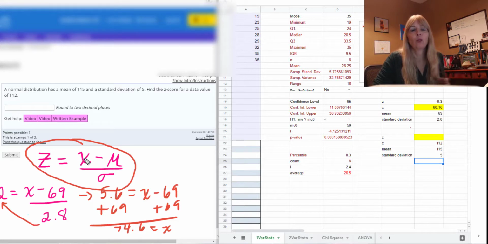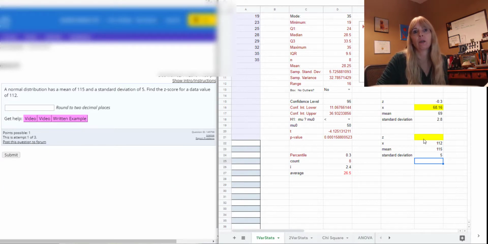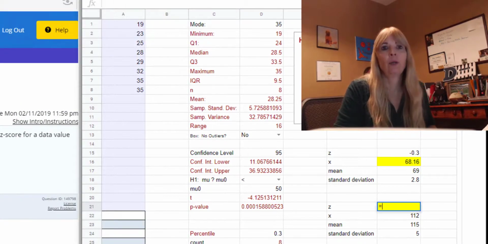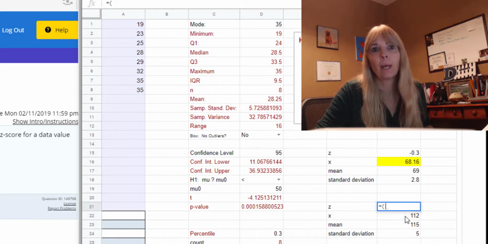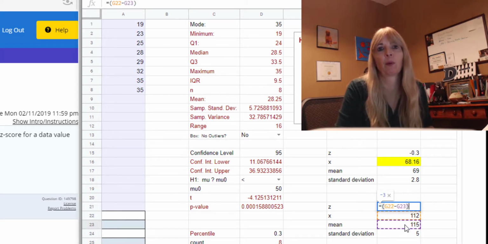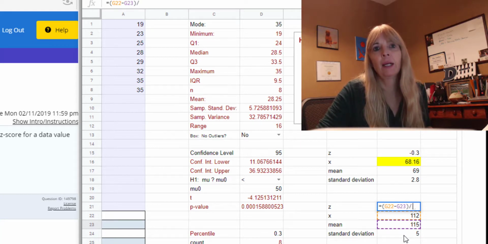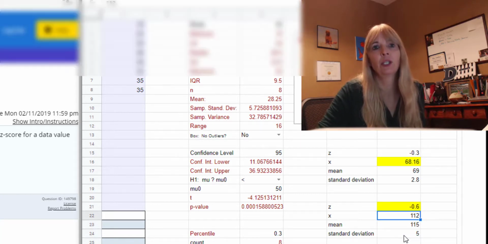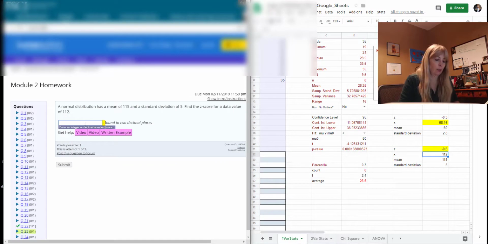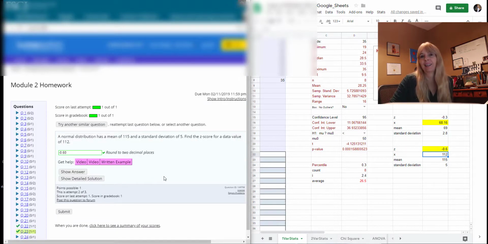Remember, you want to subtract in the numerator first, so we're going to put that in parentheses. To find Z, I would do equals X minus the mean, close parentheses, divided by the standard deviation. It says round to two decimal places, so I can put negative 0.60. And look at that.